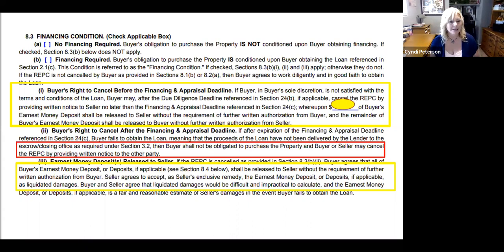Because when they release the buyer's earnest money to the seller, it has to be in order of everything that's supposed to happen, which means that they would need to have given a written notice. So if the buyer doesn't cancel it, then the seller needs to cancel it. One or the other needs to cancel and give some kind of a notification.